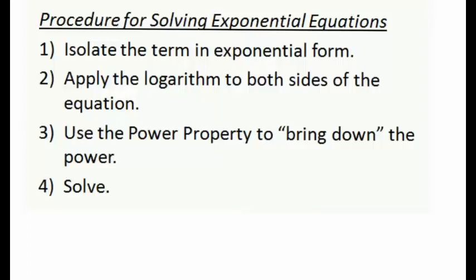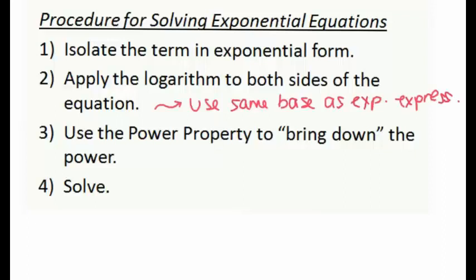Now, the reason we're going to do this is because of step 2, where we apply the logarithm with the same base to both sides of the equation. The reason we're applying the logarithm to both sides of the equation is because we know if we apply the logarithm of the same base that our exponential expression is in, those actions are going to undo each other because they're inverse processes, and we're going to be left with just the power.